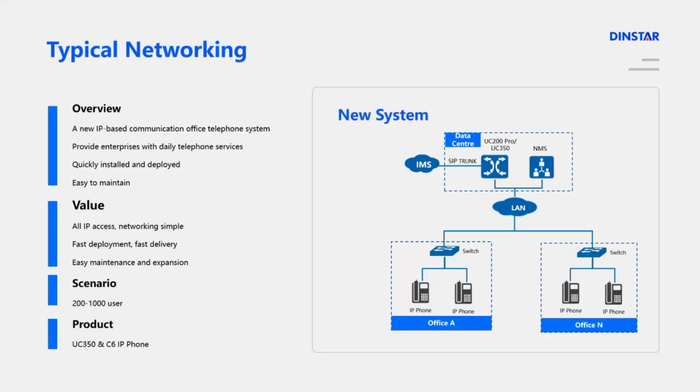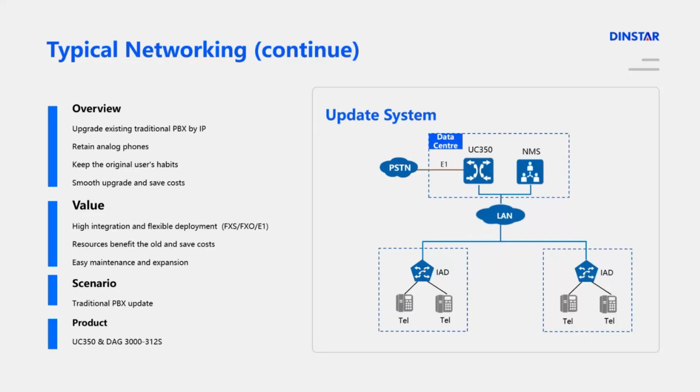And if you have an old traditional PBX, you don't have to replace everything. Use our UC with a gateway, maybe like the DAG 3000 or something else, to keep your analog phones. And this retains the users' habits, saves cost, and lets you upgrade smoothly to IP features.